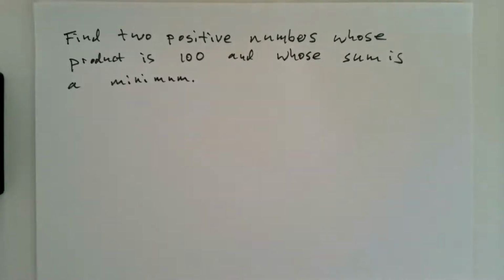While we're waiting for them, take a look at the question that I have here. Find two numbers whose product is 100. So we're going to start with x times y is 100, and whose sum is a minimum. We're going to try to minimize the sum using the first fact that we have, our constraint equation.